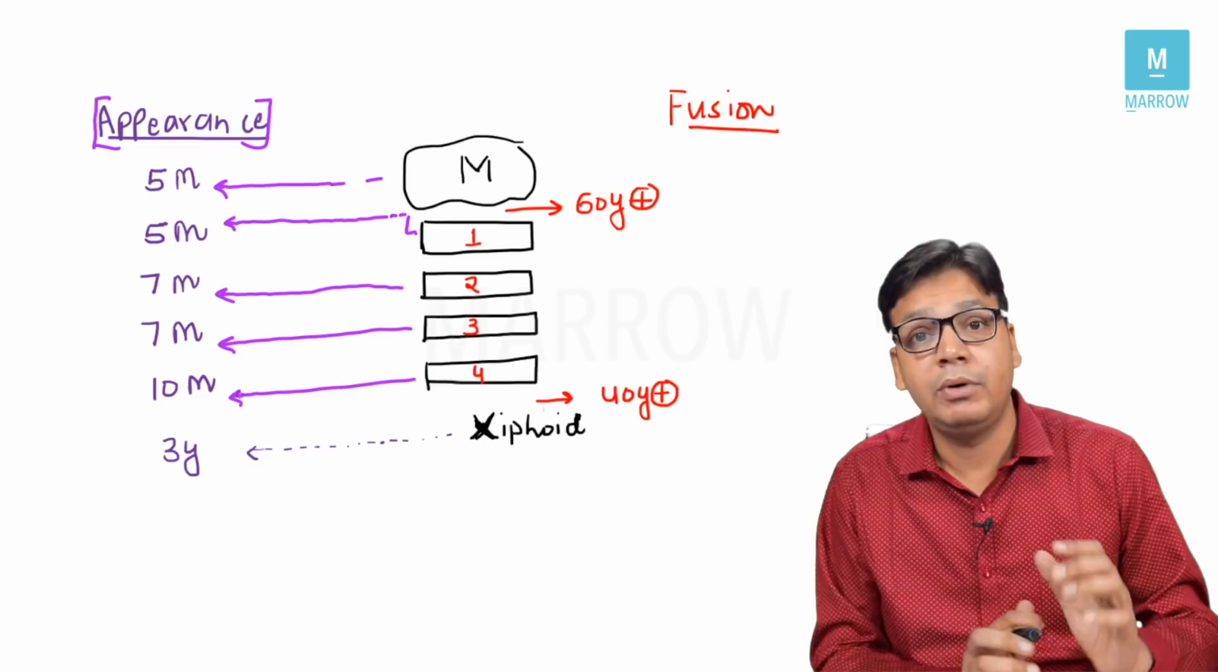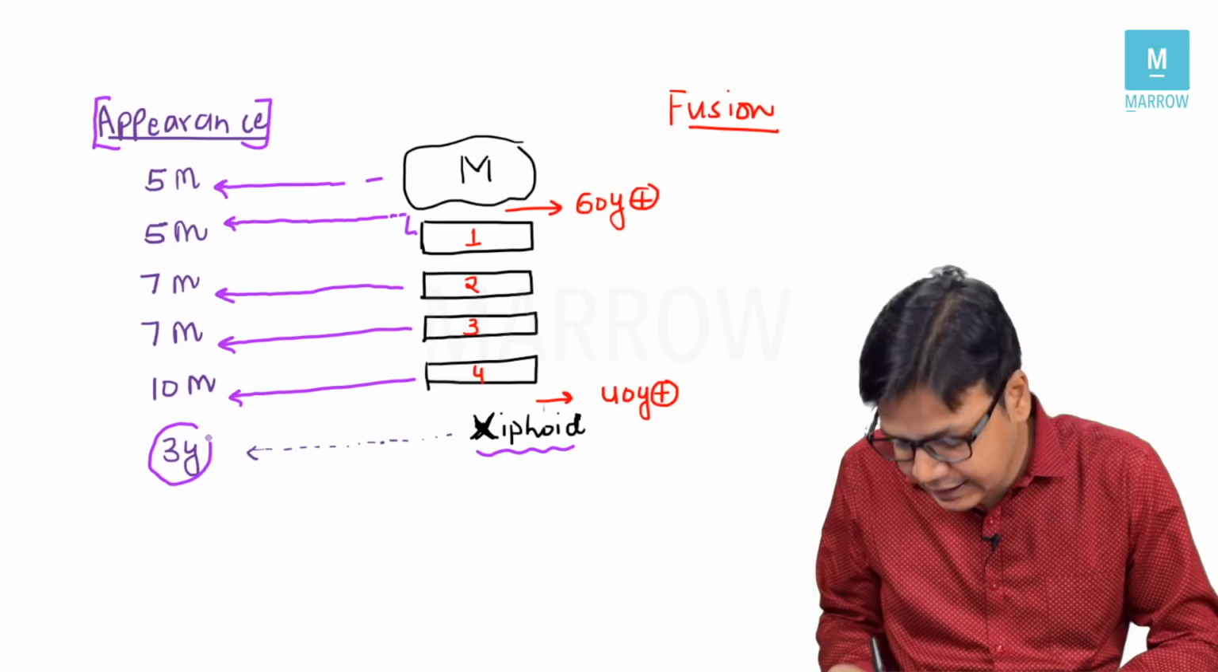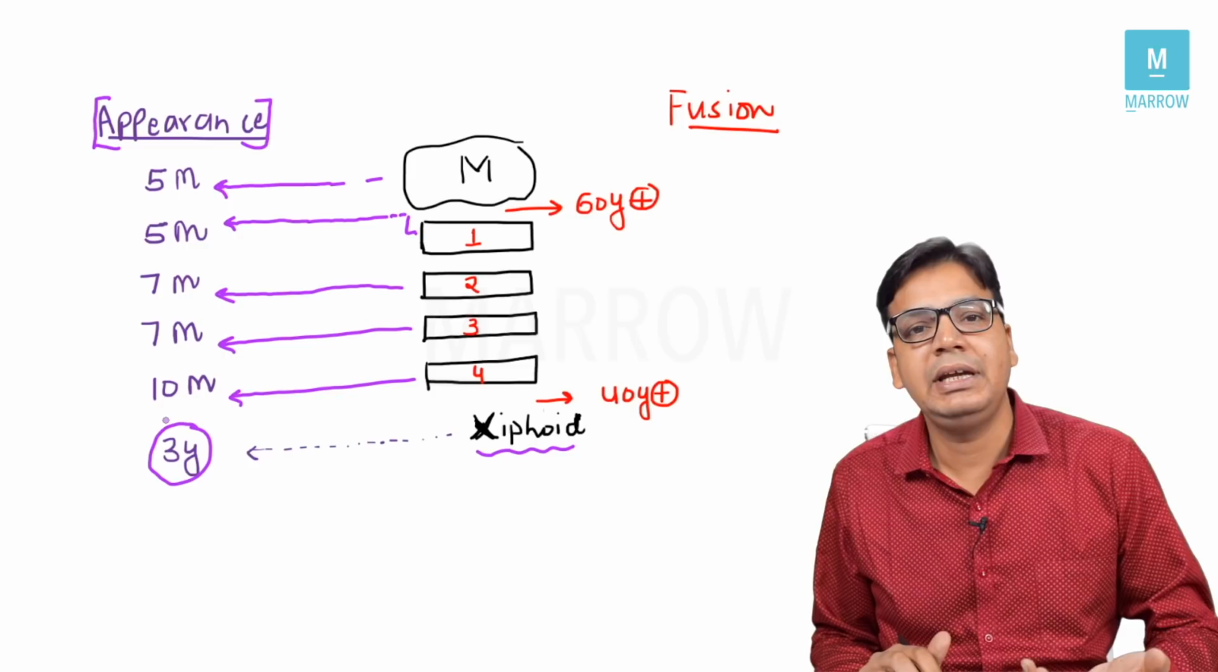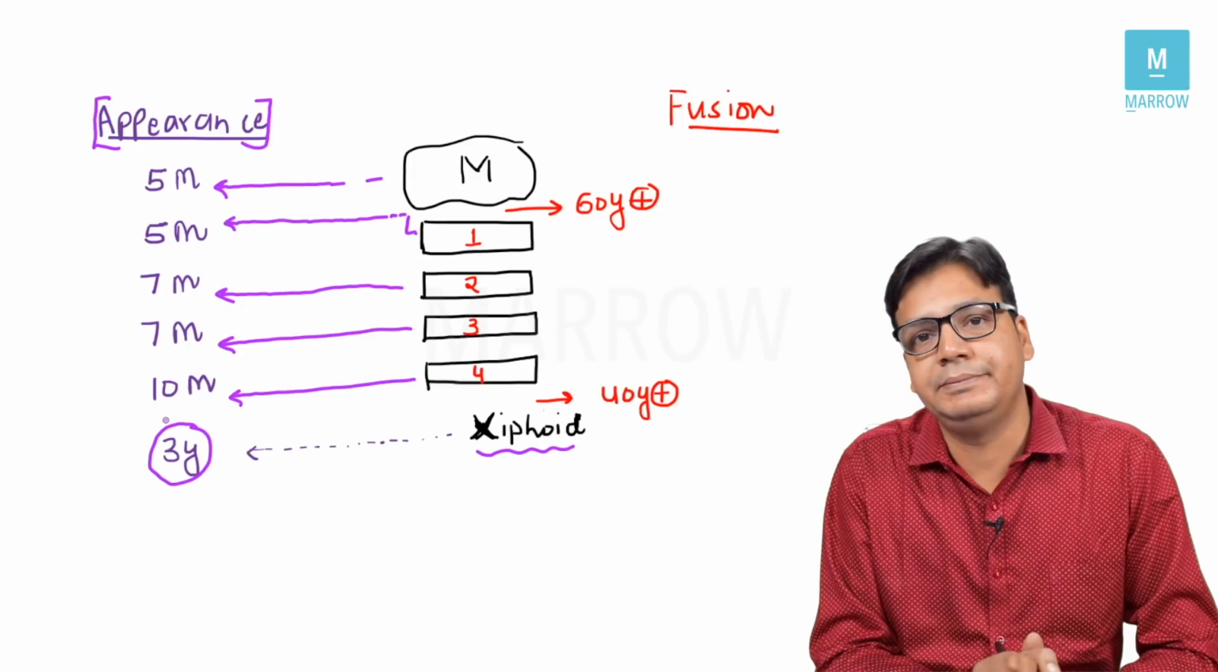The xiphoid ossification center appears at 3 years of age. So a very simple trick: 5 month, 5 month, both are 5 done; 7 month, 7 month, this is done; then the 4th piece at the 10th month, and the last one is 3 years. So we can remember. Now sir, how to remember the fusion of the sternum? How will you remember fusion? It's very easy, friends.